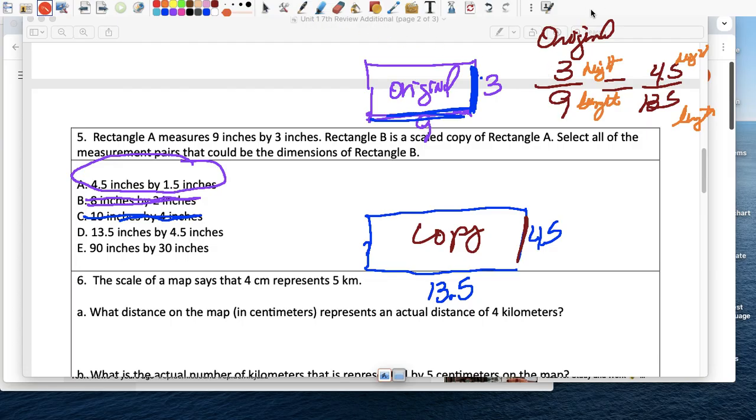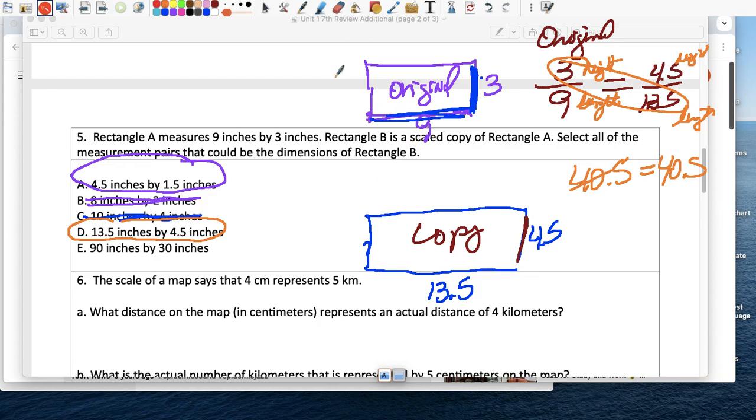Or not. Un momento. So I multiply, what is that number? 13.5. 3 times 13.5, I get 40.5. So I multiply these two, I get 40.5. 9 times 4.5 equals 40.5. Look at that. So D is a scaled copy.